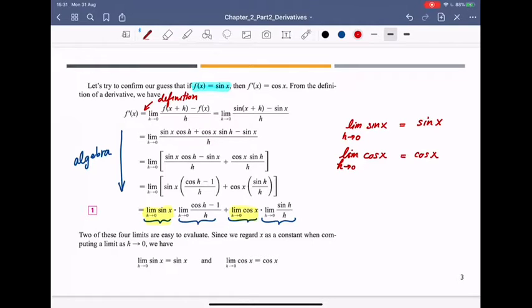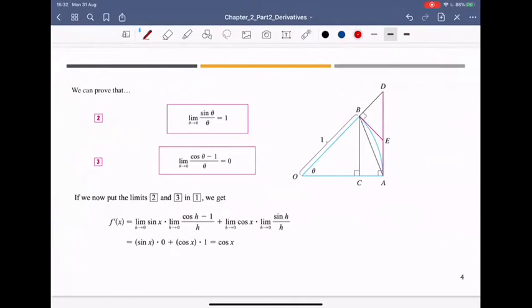So what you need to figure out is the limit of sine h over h and the limit of cosine h minus 1 over h. In the book you have the proof of the limit of sine h over h equal to 1. For those of you who are interested, you can look at the proof by yourself. I'm not going to go over the proof here because we have limited time, but I will tell you the idea. So in the book, we have the limit of sine theta over theta where theta goes to 0.